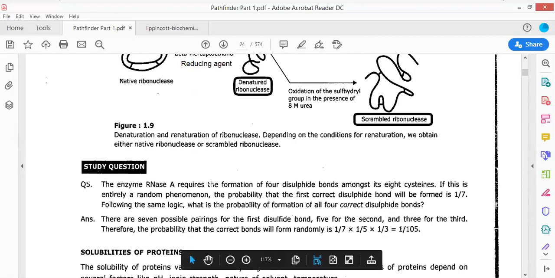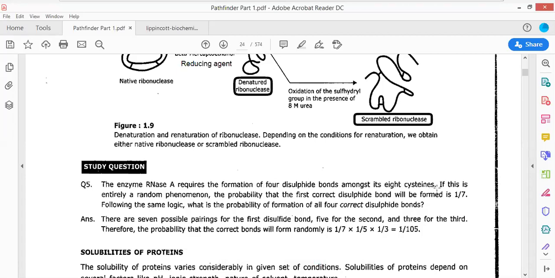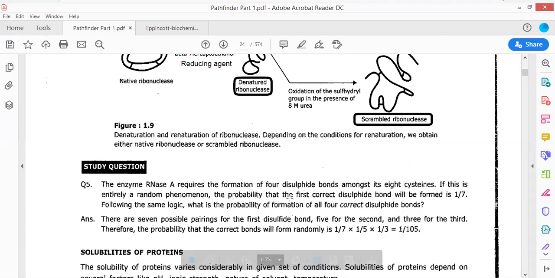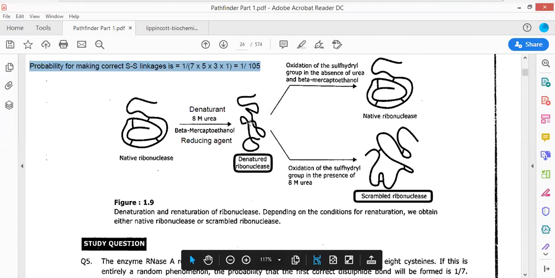An enzyme RNase A requires the formation of 4 disulfide linkages among its 8 cysteine residues. There are 8 cysteine residues, and there are 4 disulfide bonds which are to be produced. If this is an entirely random phenomenon, the probability that the first correct disulfide bond will be produced is 1/7. For the same logic, the probability for formation of 4 disulfide bonds is 1/7 × 1/5 × 1/3 equals 1/105.